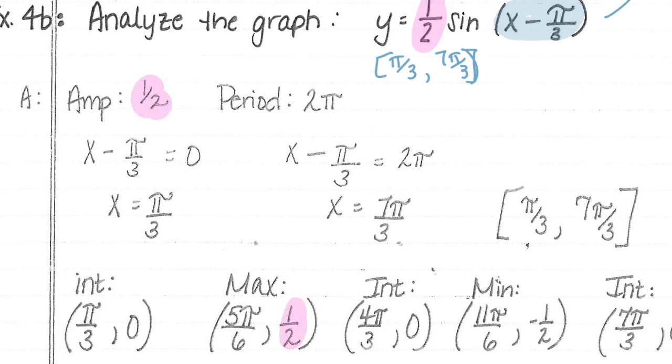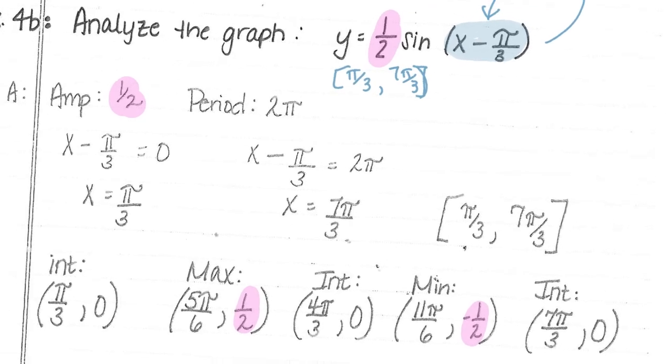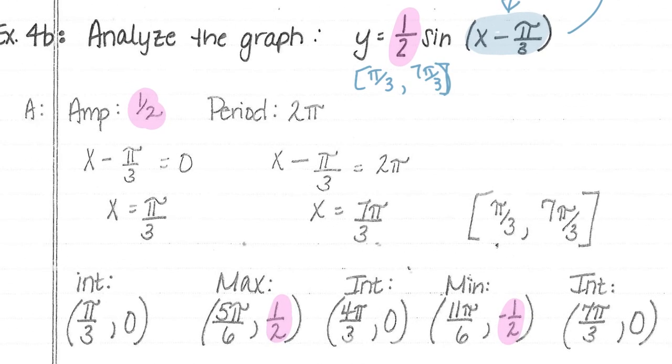Then we go back to 4 pi over 3 and 0, down to negative 1/2 at 11 pi over 6, and over to 7 pi over 3 and 0. So there's a lot of information to be had here. But because of this interval that we found, we have to split it up into 4 different sections right here. So we want to use this interval, split it up into 4 different sections to revolve around that 2 pi.